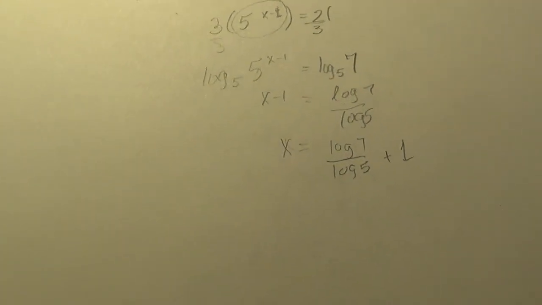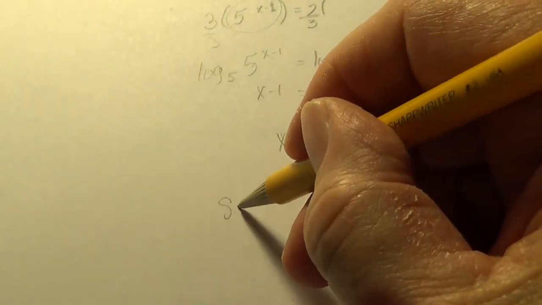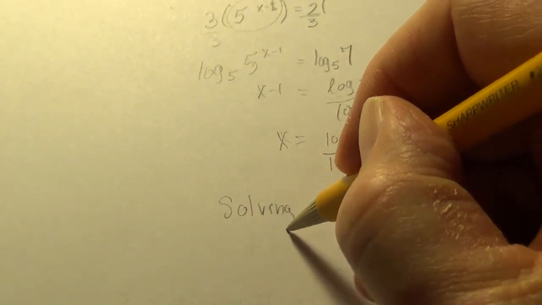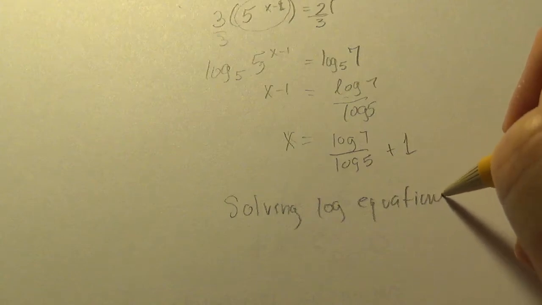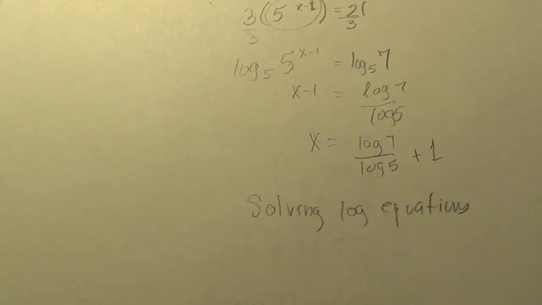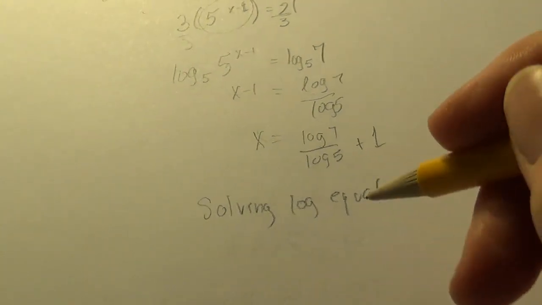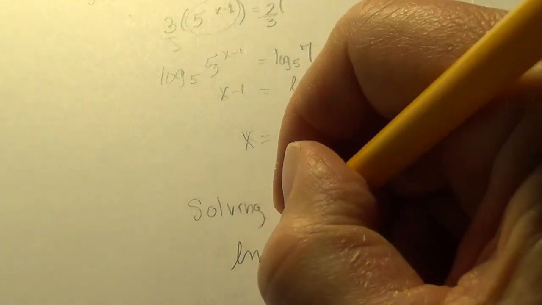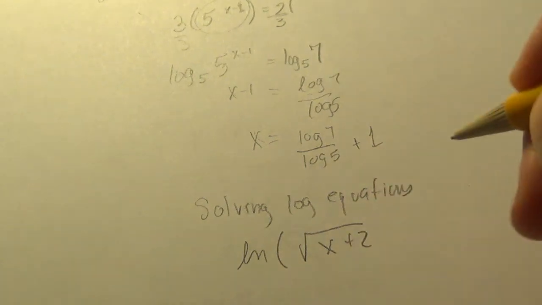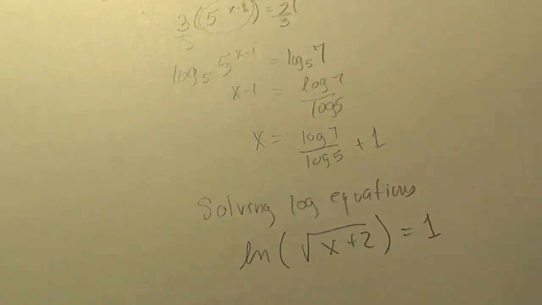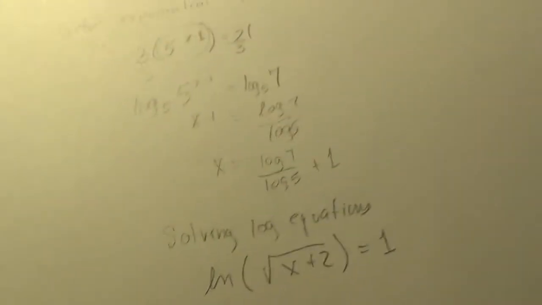And then we have solving log equations. It hasn't been that long ago that we did this. Again, solving means you're going to find out what the unknown is. So let me do one. Suppose I do ln of the square root of x plus 2 equals 1. All right, so we will start with that.